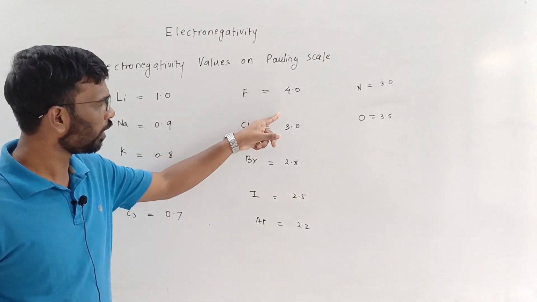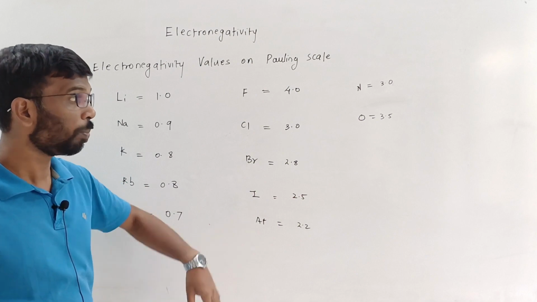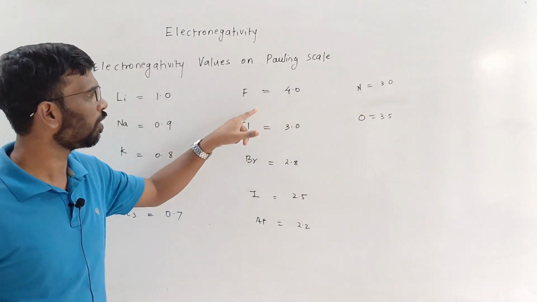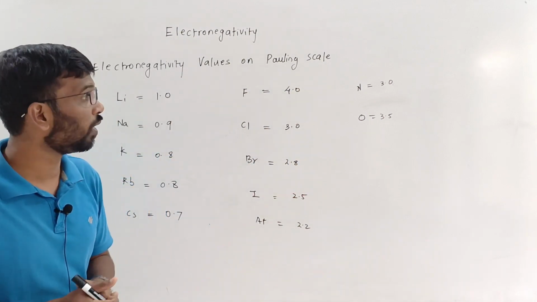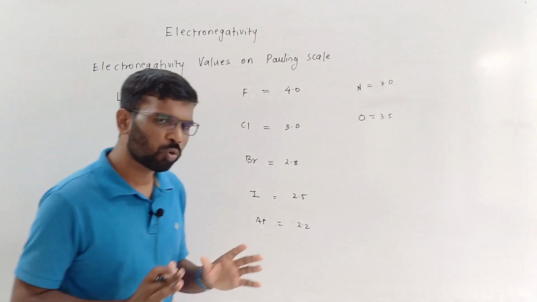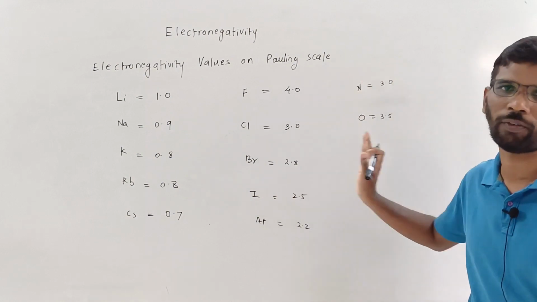You can see that fluorine is the highest, then chlorine, bromine, iodine, then it decreases down the group. But oxygen has more electronegativity than chlorine, okay? Then nitrogen also has an electronegativity equivalent to that of chlorine. These values are not to be memorized. This is just for your information, to compare the electronegativities.